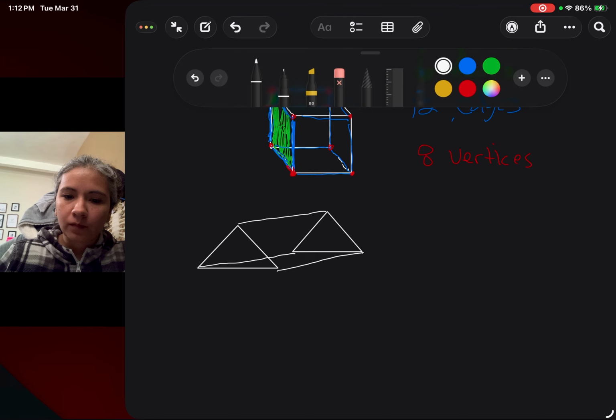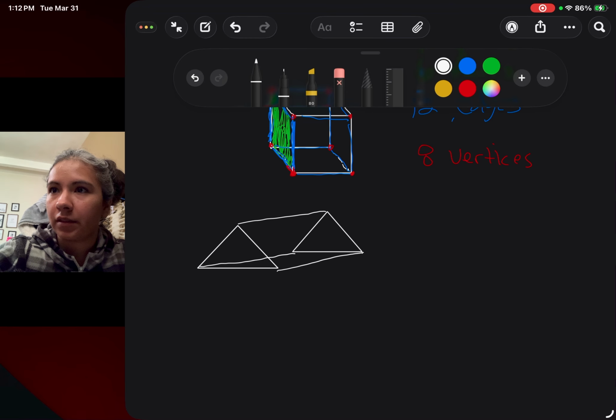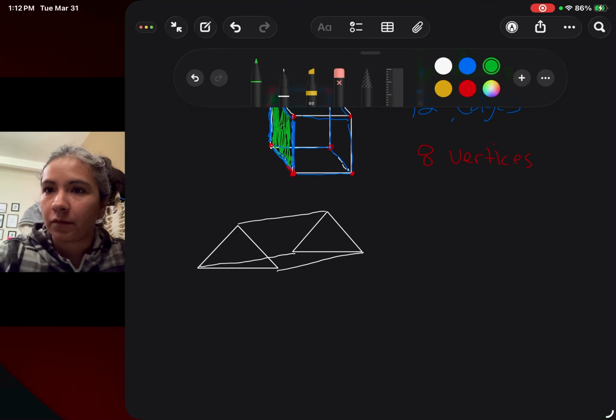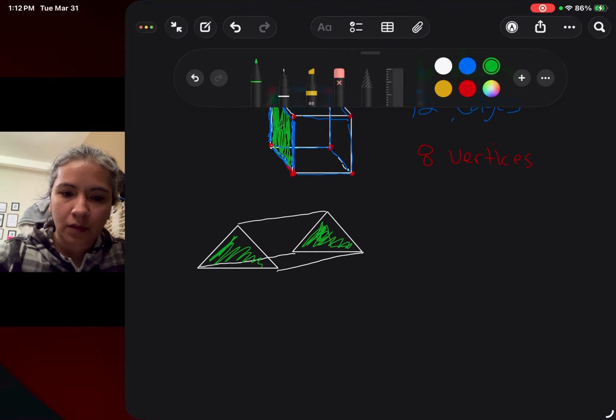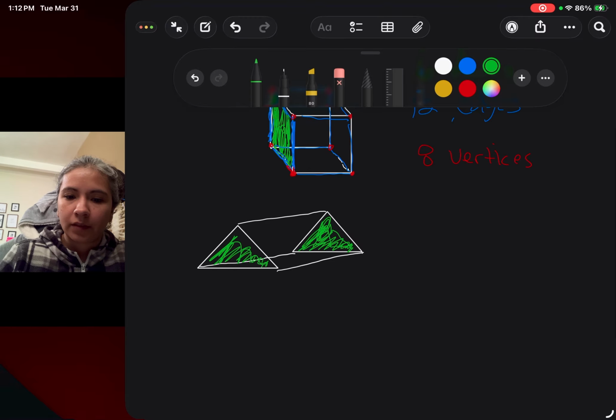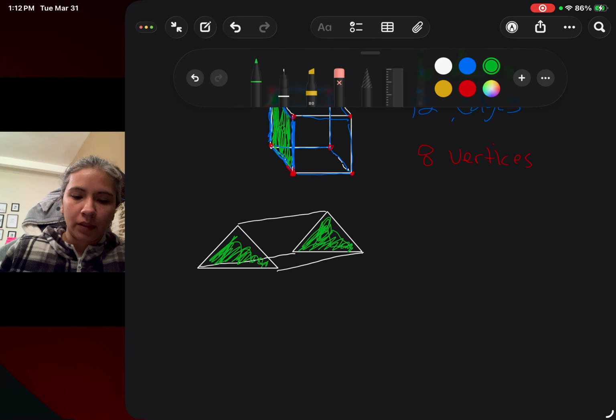So the opposite faces, let's do the green for faces, these opposite faces are what's running through, right? They're the same size going all the way through. And so these determine the name of the prism. So these are triangles, so we call this a triangular prism.